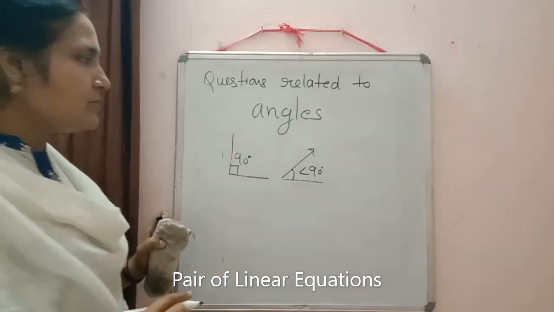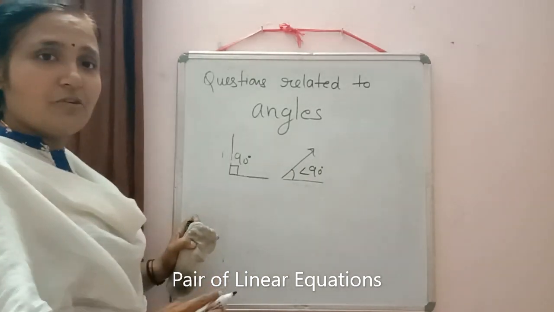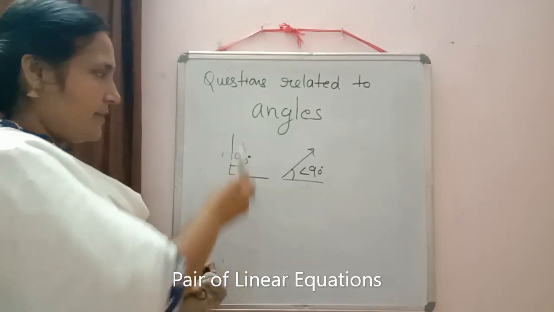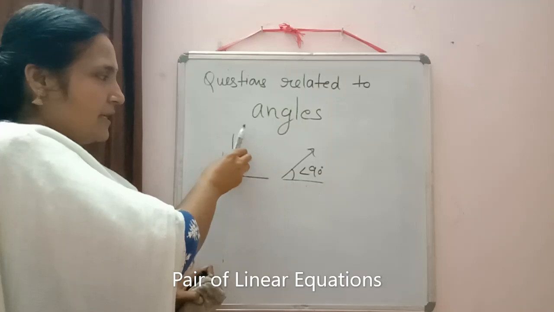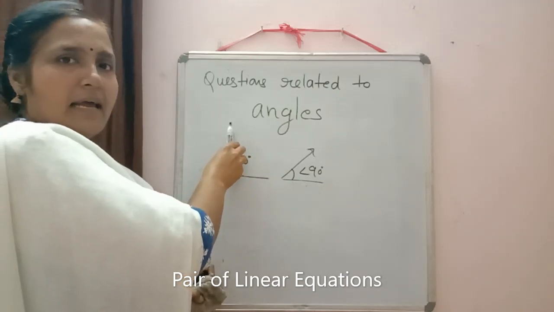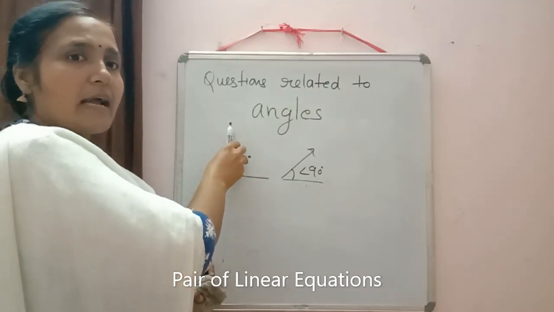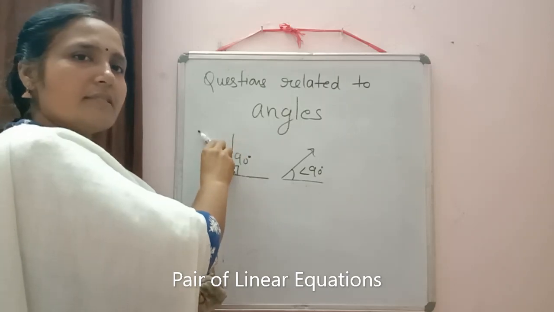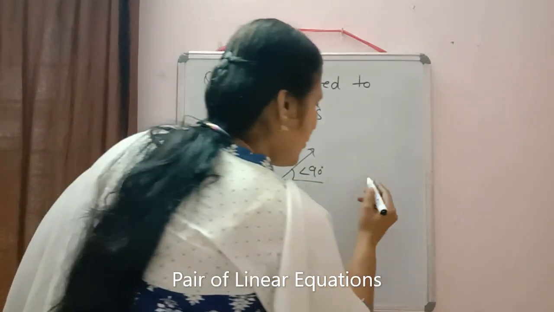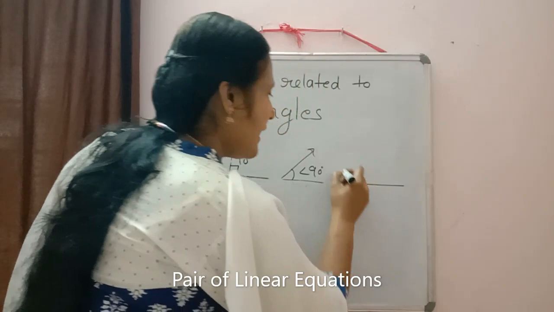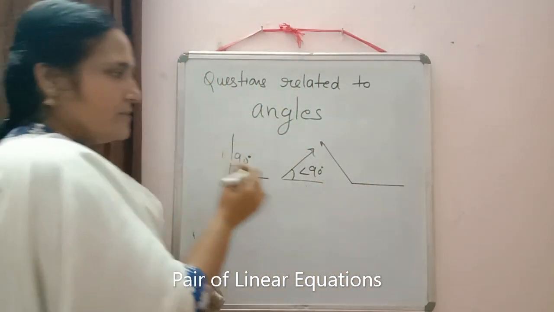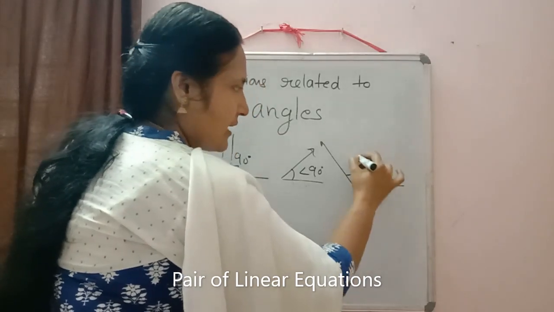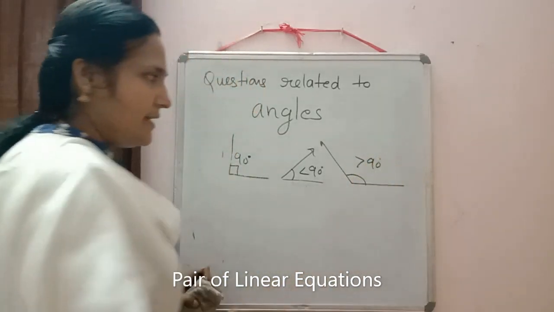Okay, now the obtuse angle. An obtuse angle means it should be greater than 90 degrees. Your 90 degrees is here. You started from here and when you reached here you are getting the angle 90 degrees. Now to draw an obtuse angle, what will we do? Just shift to this side also. So an obtuse angle is greater than 90 degrees. Just move a little bit more from 90 degrees. So this is our obtuse angle. It will be greater than 90 degrees.